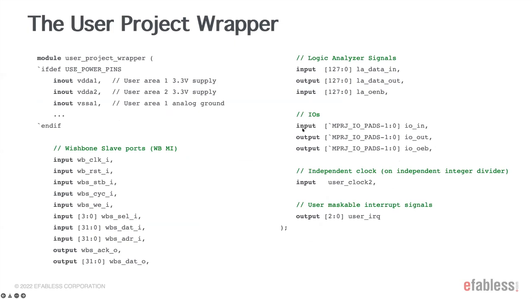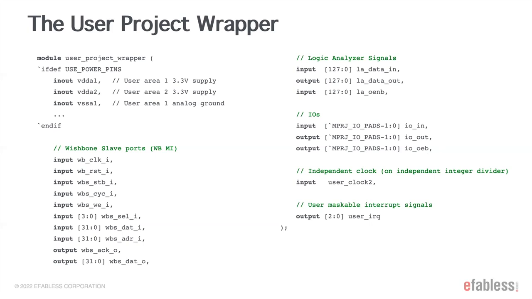And then we have the I/O pads interfaces. For every I/O pad, the 38, we have in, out, and out enable. If it's configured to be in, you should be using this only. If configured to be out, you should be using this only. If it's bidirectional, then you need to use the three of them: in for input, out for output, and then output enable for setting the direction.